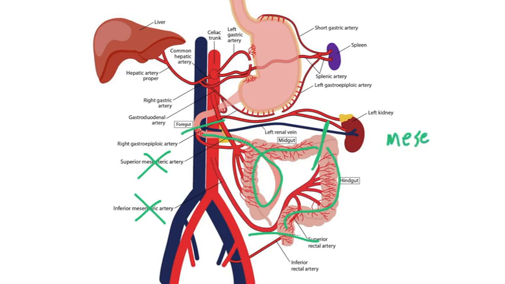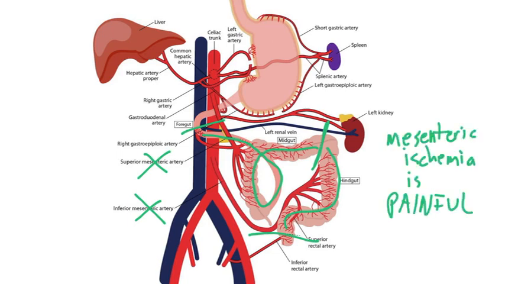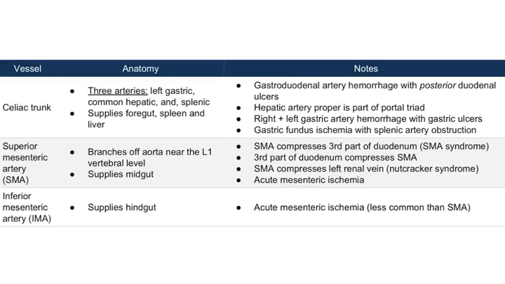And by the way, mesenteric ischemia is very painful. It kind of feels like a heart attack in the belly. Again, acute mesenteric ischemia can occur with the superior mesenteric artery or the inferior mesenteric artery, but acute mesenteric ischemia is far more common with the SMA than the IMA. So now we've basically covered what you need to know for the IMA. It supplies the hindgut, and acute mesenteric ischemia can occur with occlusion of the IMA. But just remember, as I've said before, this is less common than the SMA.